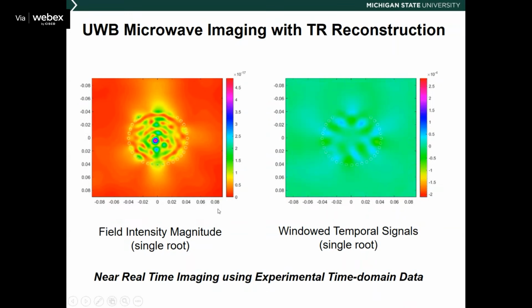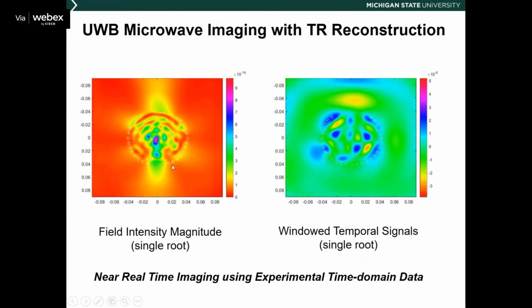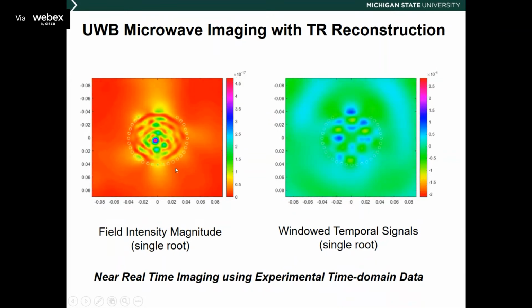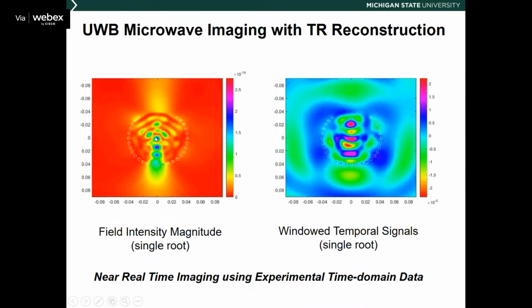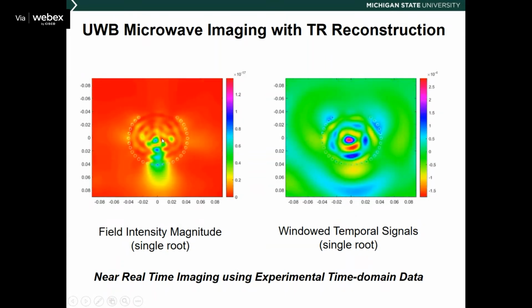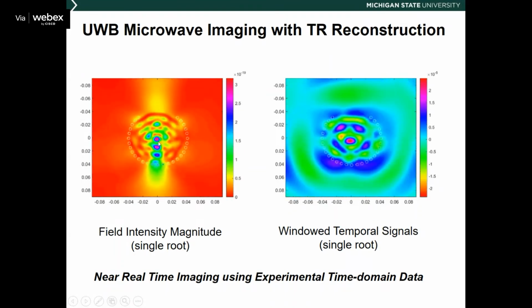This is automatic playing, so it will play in loops. So you can see the left one is the single root imaging in terms of the field intensity magnitude. So you can see the root will be reconstructed very well. Everything here is experimental, not simulation. So you'll see the real artifacts and noise in our data.